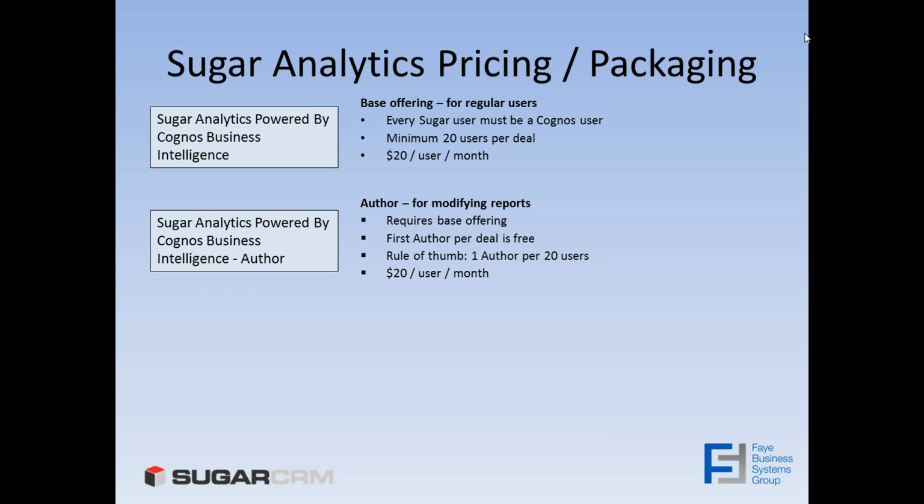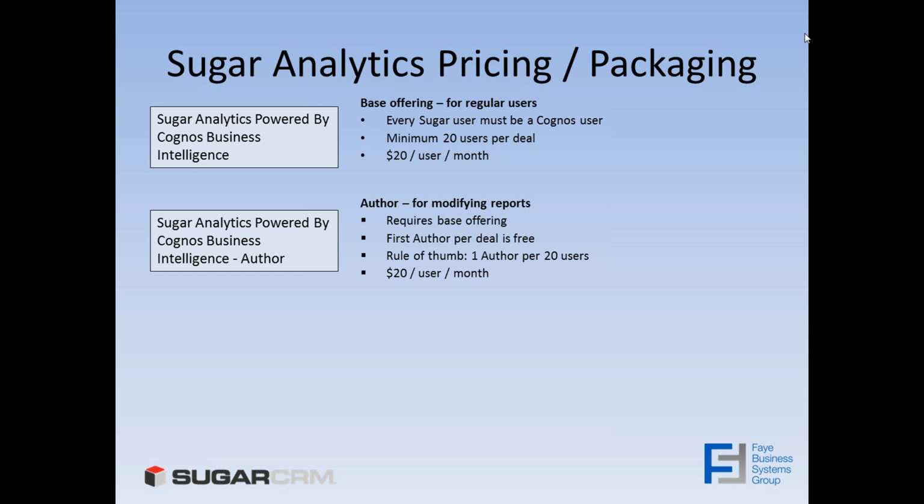And then sometimes if you're looking to modify reports, this could be as simple as changing labels or fields on a report, changing some of the visualizations. Then what you or your partner might need is something called an author component. There is one author included for free in every Sugar Analytics deal, so you'll have the ability to do it with one author license. And if you need additional author licenses, that's an additional $20 a user a month.